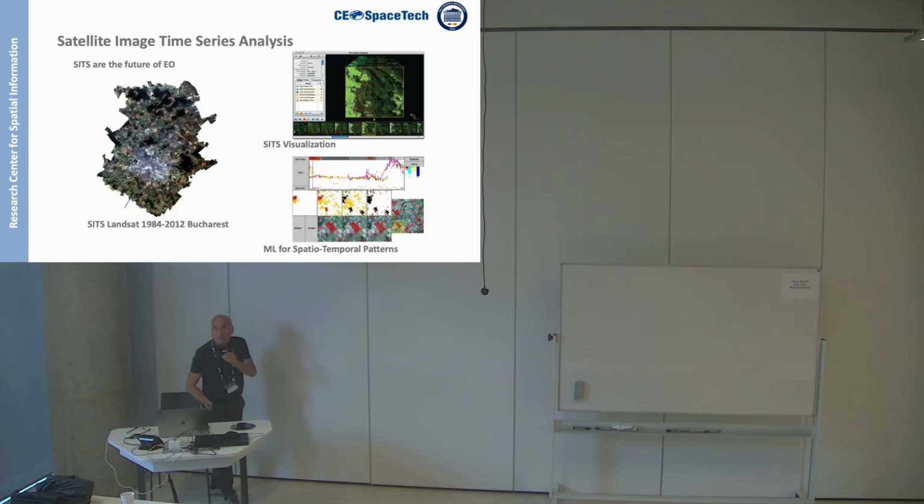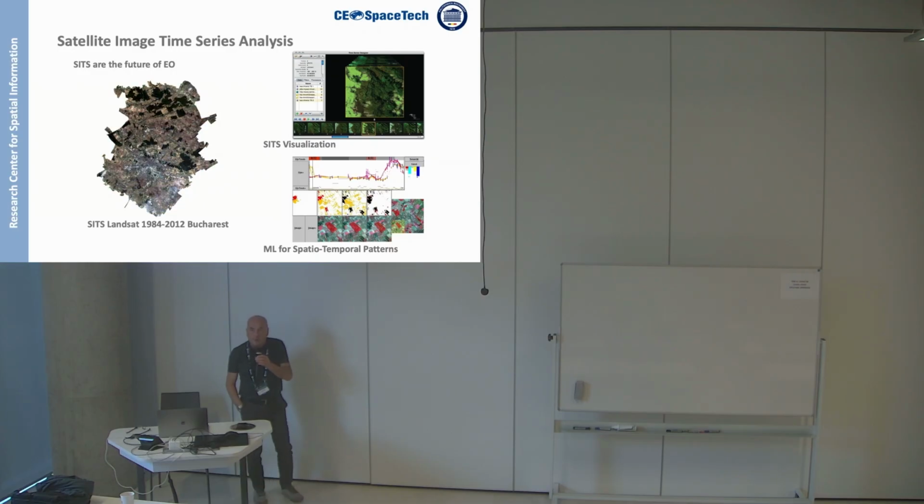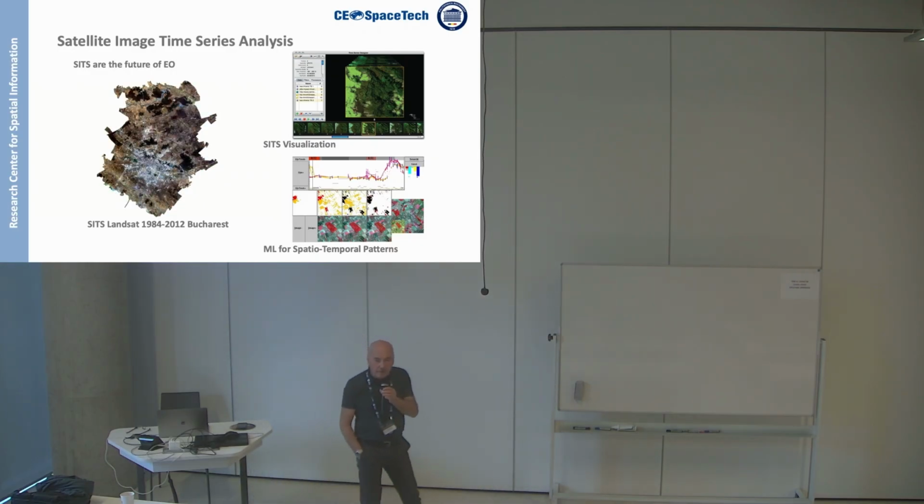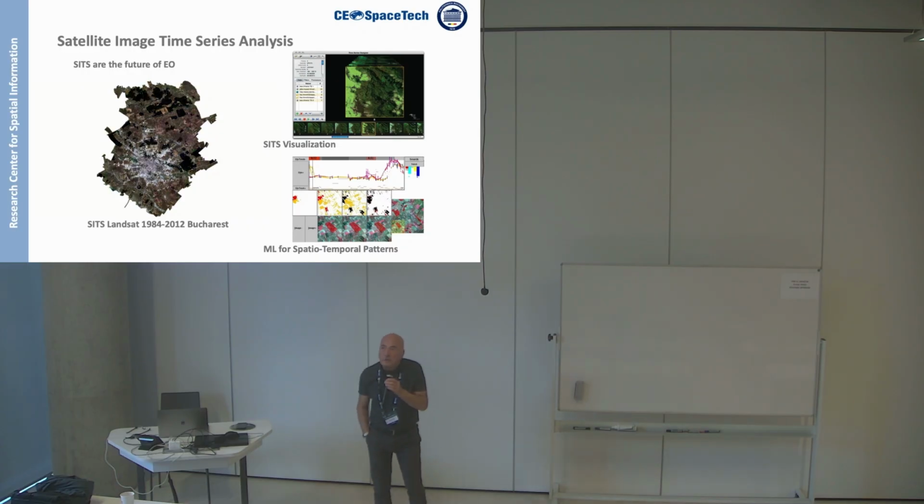So that is Bucharest observed from 1984 to 2012. Landsat time series. It's a history of 30 years. So it's a volume of data. It's a hypercube because we have space dimension, we have time dimension, and we have spectral dimension, and we have a dimension of meaning inside. And we need specialized tools to analyze this.